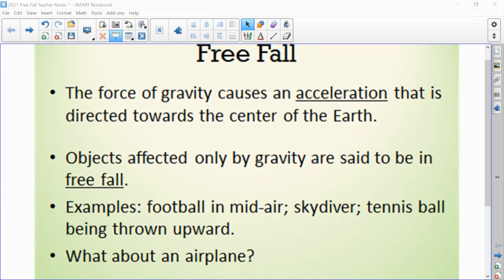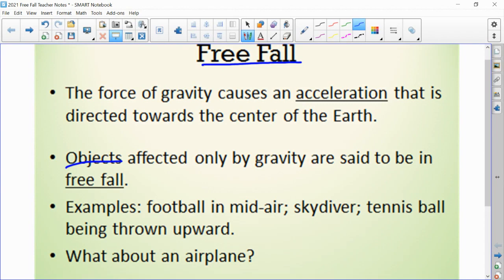Okay, so something that's in free fall is something where the force of gravity causes an acceleration that is directed towards the center of the Earth. The only thing pulling on something in free fall is gravity. Objects are affected only by gravity in free fall. Some examples: a football in midair, a skydiver, a tennis ball being thrown upwards.